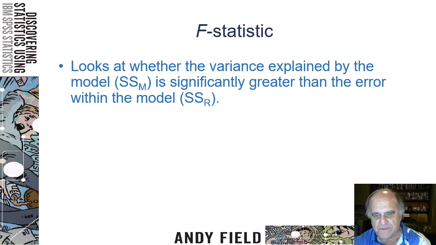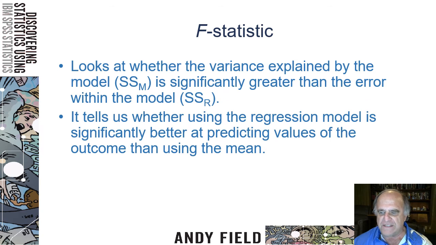All right, so returning to Field's example and Field's slides, the F statistic tells us whether the variance explained by the model, SSM in this case, is significantly greater than the error within the model, our SSR. And it tells us whether using the regression model is significantly better at predicting values of the outcome than using the mean. So basically, if the F statistic is significant, it tells us the model works to a certain degree. It's better than random chance in predicting the outcomes.